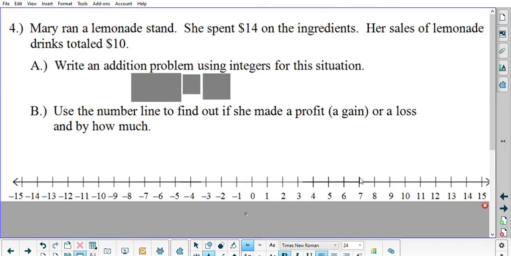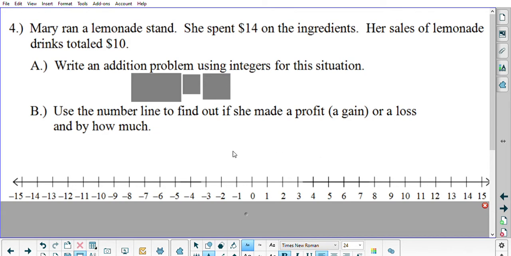Okay, problem number 4. Mary ran a lemonade stand. She spent $14 on the ingredients. Her sales of lemonade drinks totaled $10. Part A, write an addition problem using integers for the situation.